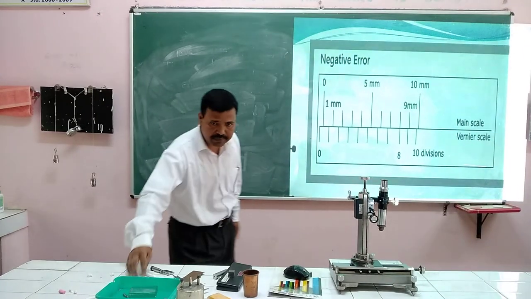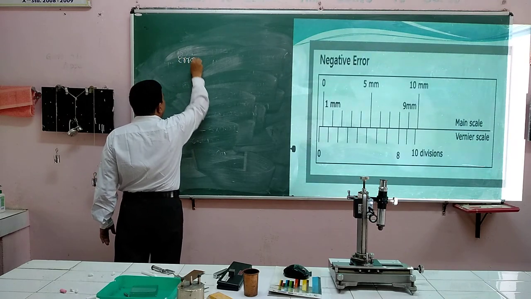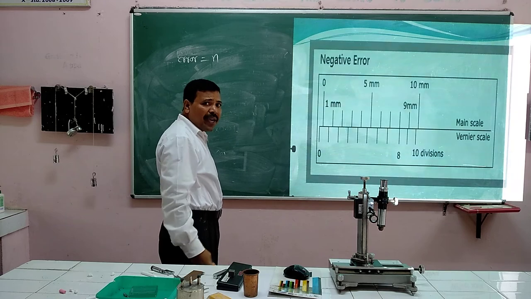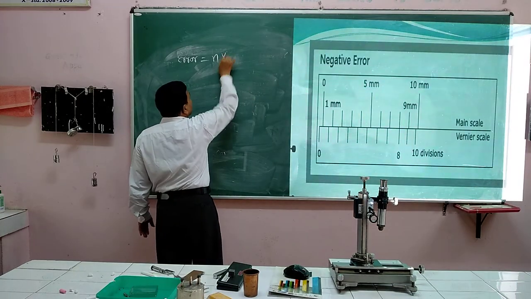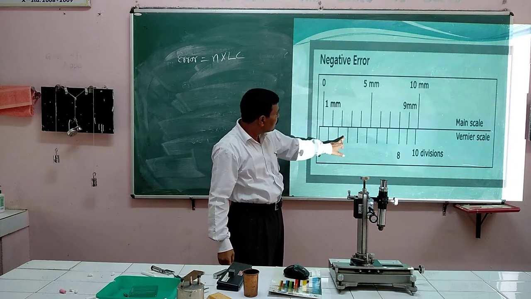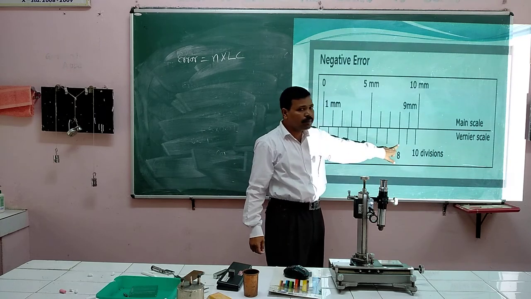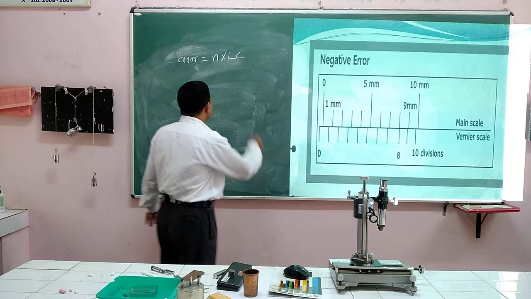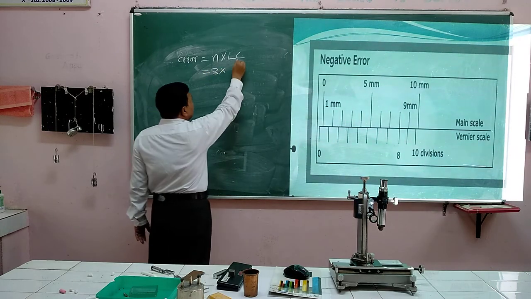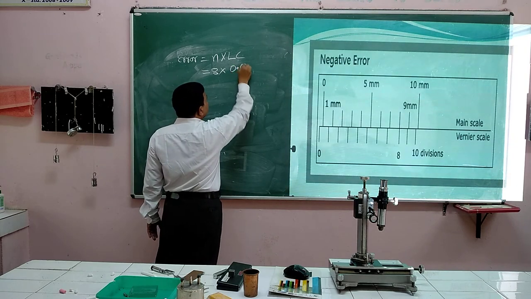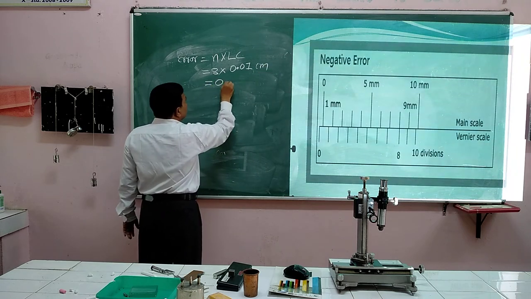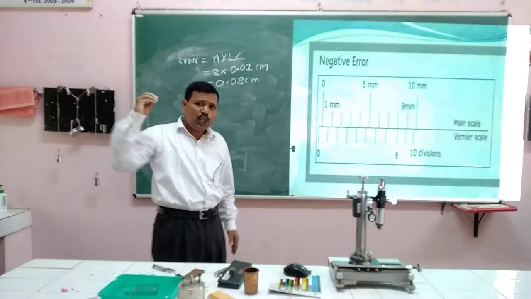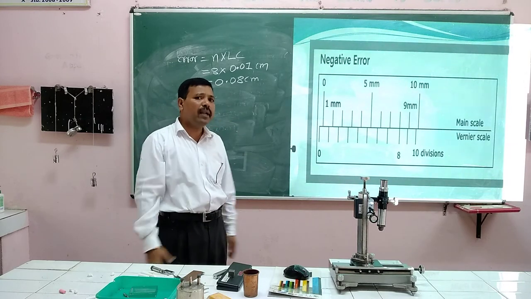How to find out that negative error? Error is equal to the number of coincided vernier scale divisions into the least count. Coincided: 1, 2, 3, 4, 5, 6, 7, 8. The 8th division of the vernier scale coincided with one of the main scale. So 8 into the least count of the vernier calipers, 0.01 centimeter, is equal to 0.08 centimeter. This negative error should be added to the measured value to get the actual value.